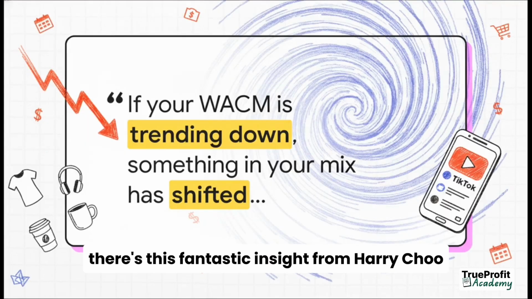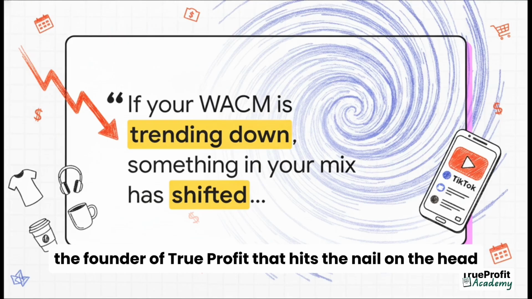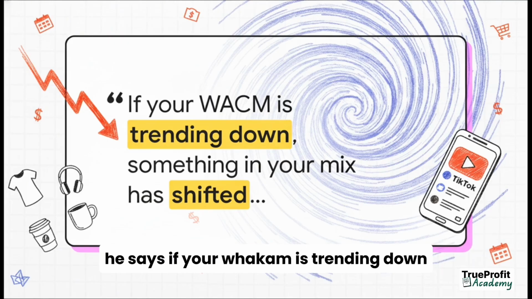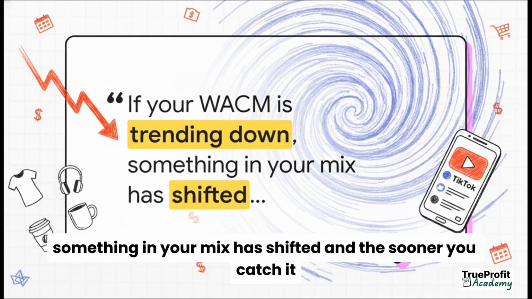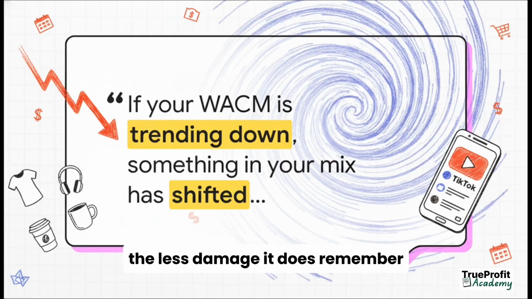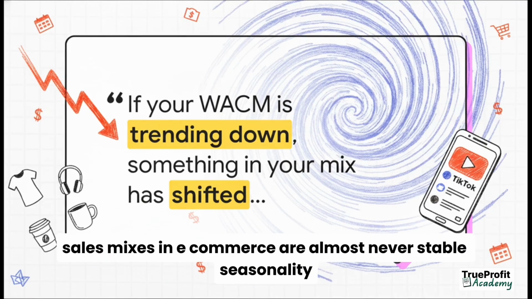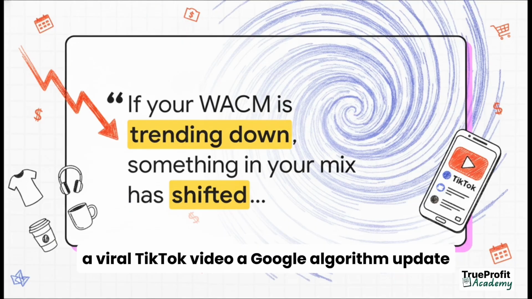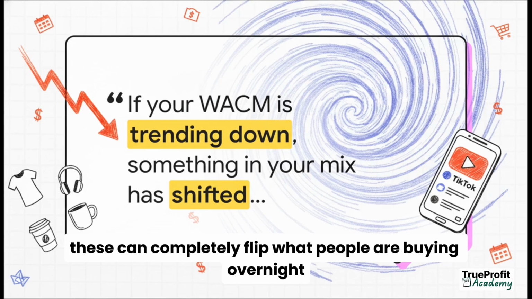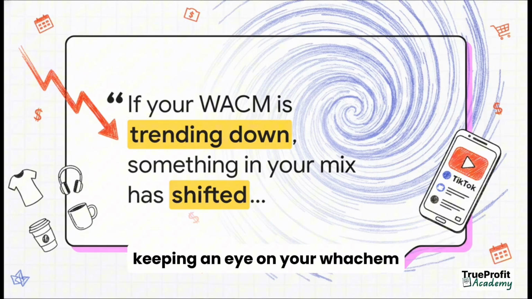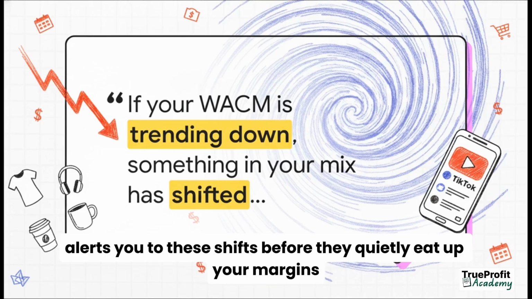There's this fantastic insight from Harry Chu, the founder of TrueProfit, that hits the nail on the head. He says, if your WACM is trending down, something in your mix has shifted, and the sooner you catch it, the less damage it does. Remember, sales mixes in e-commerce are almost never stable. Seasonality, a viral TikTok video, a Google algorithm update, these can completely flip what people are buying overnight. Keeping an eye on your WACM alerts you to these shifts before they quietly eat up your margins.